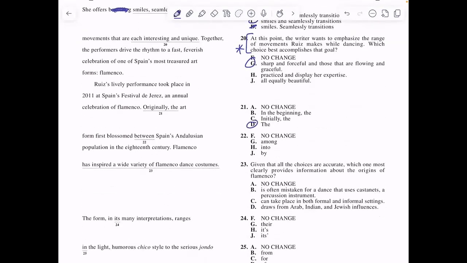21, D. Let's not waste too much time. Remember, we have the word by itself. Especially with these transition words, don't force yourself to add them. Not at all. The art form first blossomed, blah, blah, blah. So don't get caught up on those. Okay, the art form first blossomed between Spain's Andalusian population in the 18th century. I wouldn't say between because that would indicate 2 things and they only list 1. I would go G because it's happening among the population or in the population. First blossomed among, yes. So within, they wouldn't have given you in as well as among, but in the population itself.